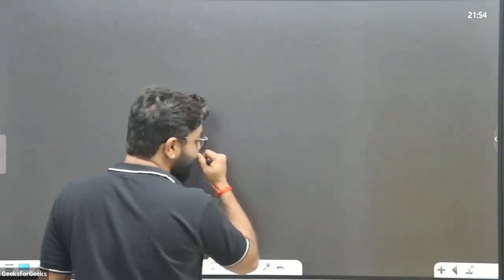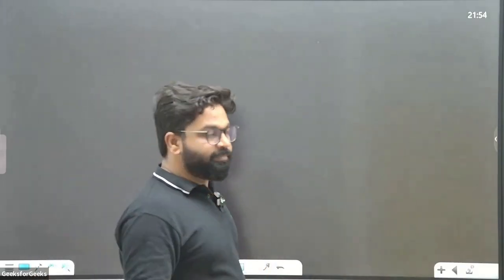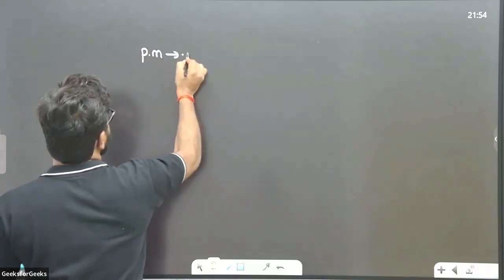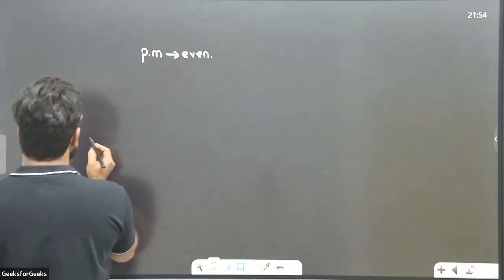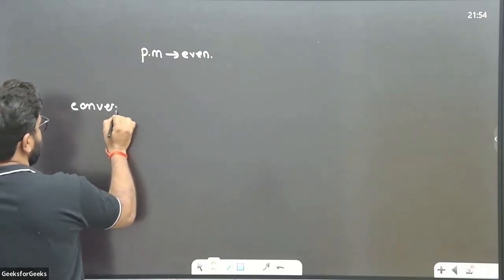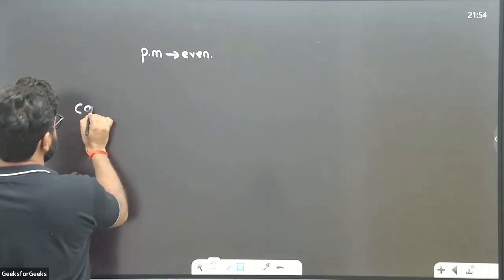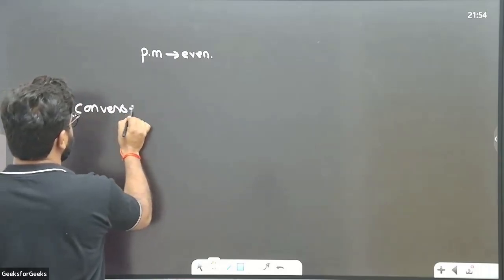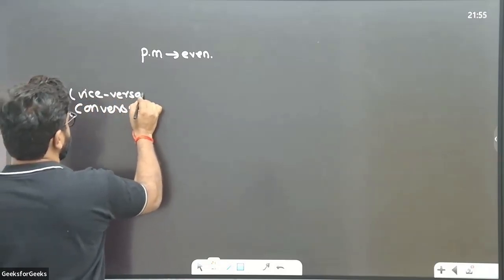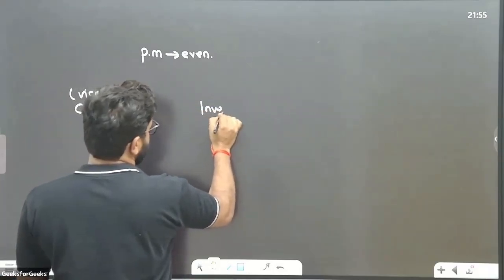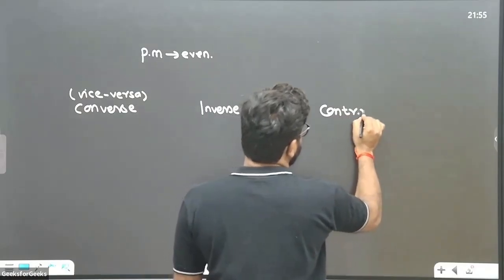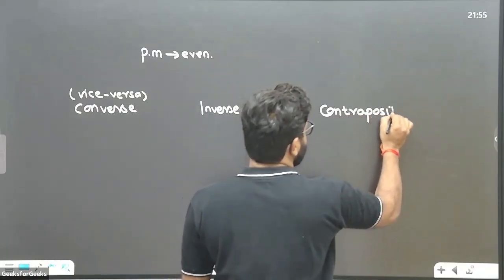Okay, so there are three different versions related to implications. For example, if I write: if a perfect matching exists, the number of vertices will be even. There are three different versions. The first one is called the converse, or also the vice versa. Then you have the inverse, and the third one is called the contrapositive.